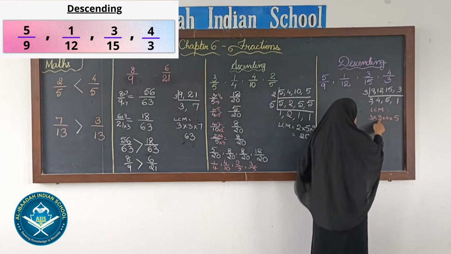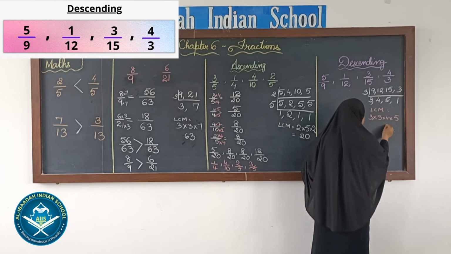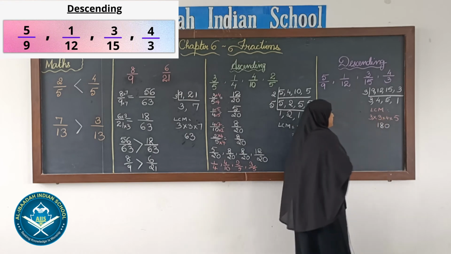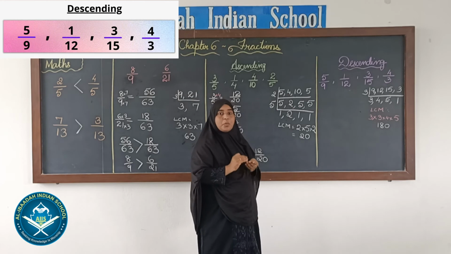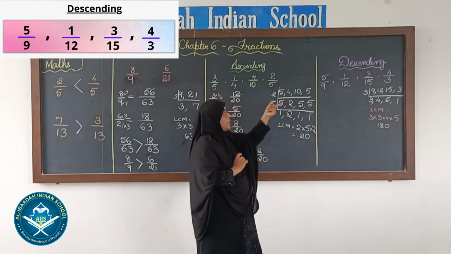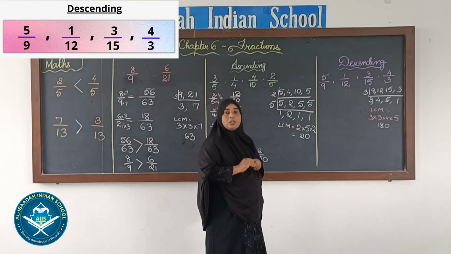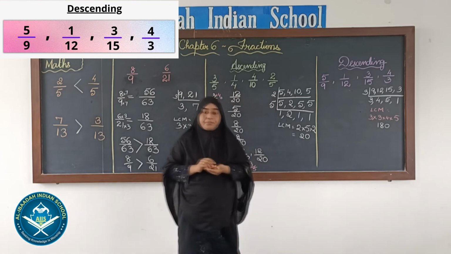3 3s are 9, 9 4s are 36, 36 into 5 will be 180. Okay, 180. So LCM is 180. We have to change all these denominators to 180. Okay, let's see how we do that.